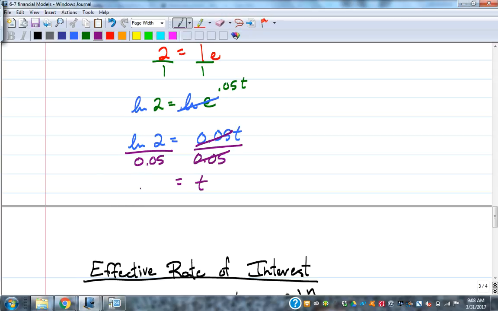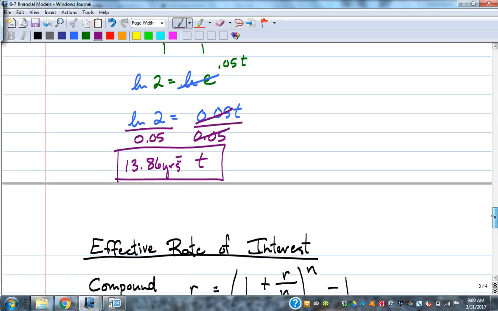How much? 13.86. Yeah, 13.86 years. It'll take us about 13 years to double an investment, no matter what the investment was. $1 to $2 or $1,000 to $2,000. Or for us teachers, like $1 million to $2 million.